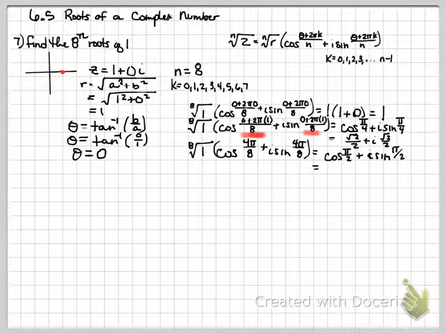Cosine of pi over 2 is 0. Sine of pi over 2 is 1, so I just get I. Okay, there's the third one. Let's go to 4. We're halfway done.